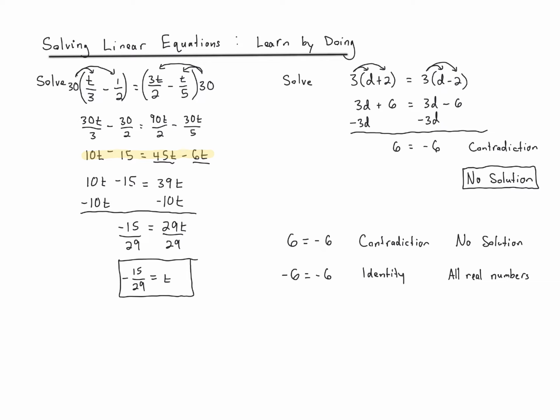So these are the two different situations we can end up with where we lose our variable terms when we're solving the equations. If we end up with a false equation, that's a contradiction, and we say there's no solution. If we end up with a true equation, that's called an identity, and we say that all real numbers are solutions.